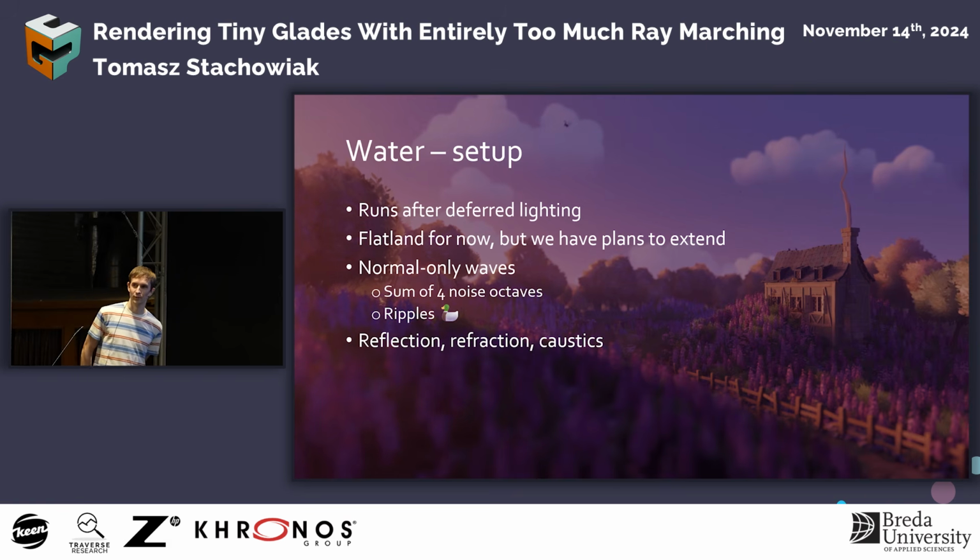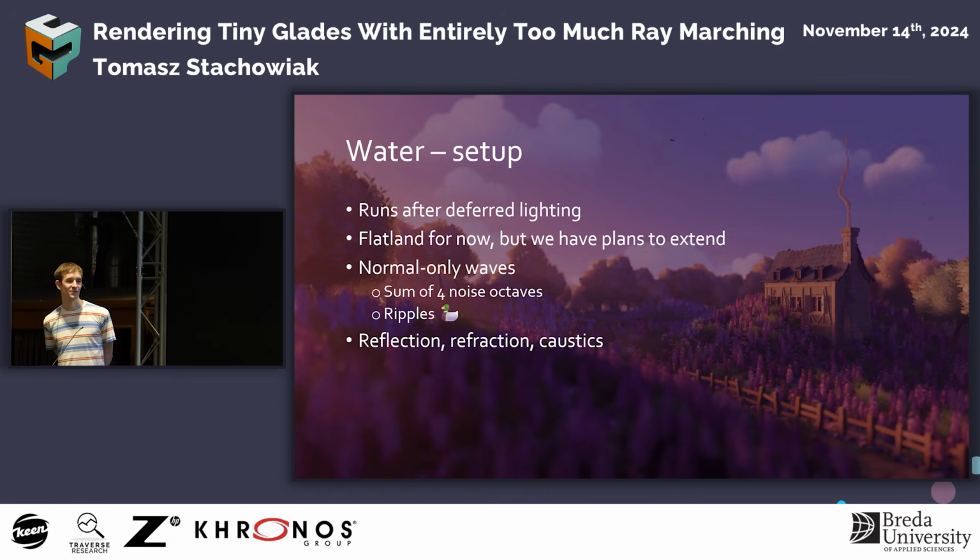Currently, our water is fully flat, but we have plans to extend it, so we didn't go with something like planar reflections, because we don't have the flexibility. Therefore, ray marching and ray tracing. We have some waves which are normal only, that are based on some pre-calculated textures, and ripples for our floaty creatures. And then for water, we have the major components, which are reflection, refraction, and caustics.